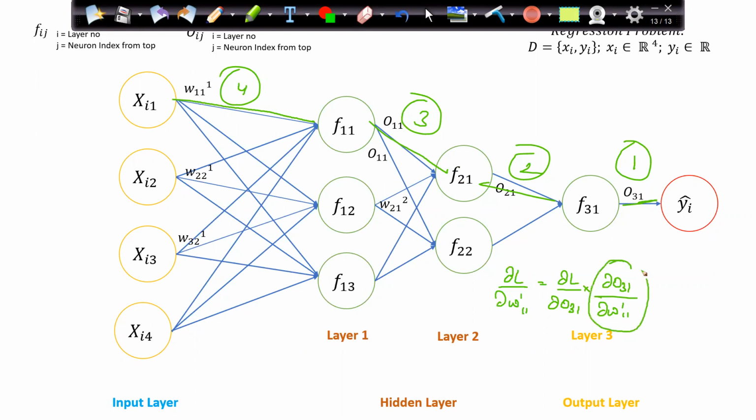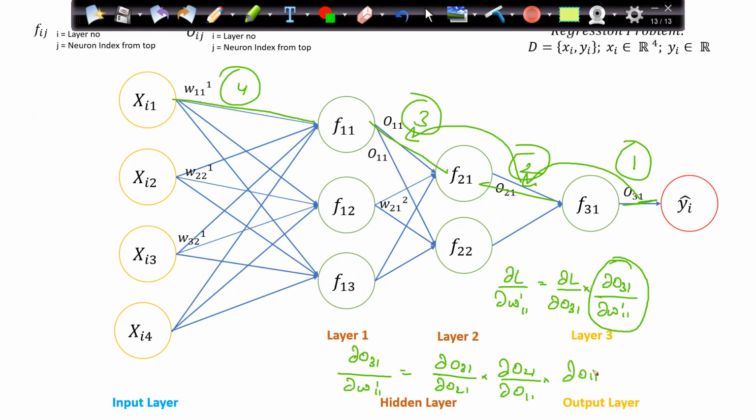So this I want to write again, which is nothing but ∂O31/∂W111 = ∂O31/∂O21, right? From 31 to 21, multiplied by ∂O21/∂O11, which is from this to this, multiplied by ∂O11/∂W111, which is from this to this, plus the second path, right?